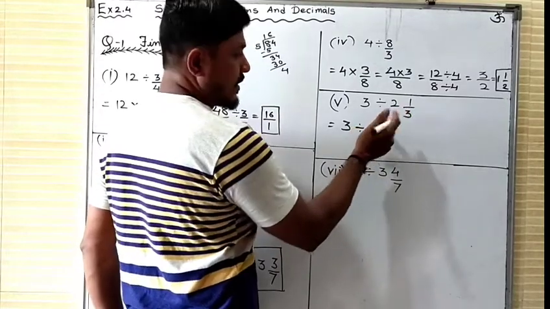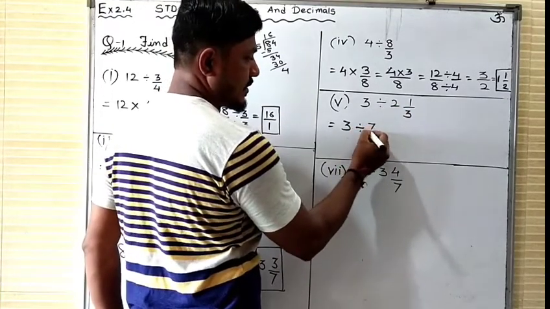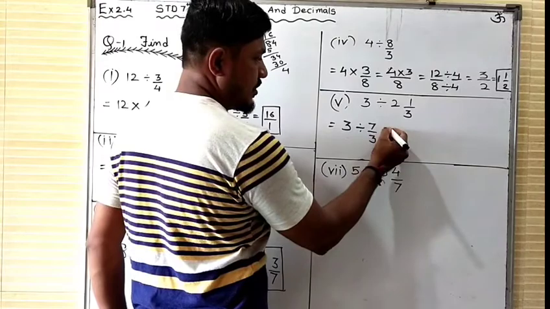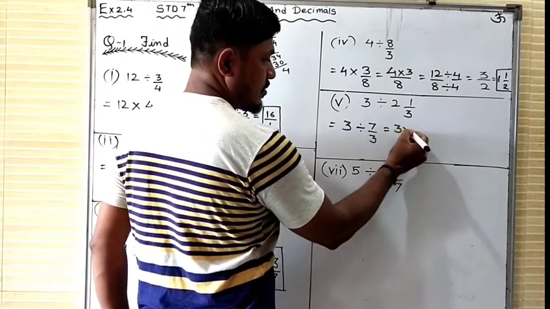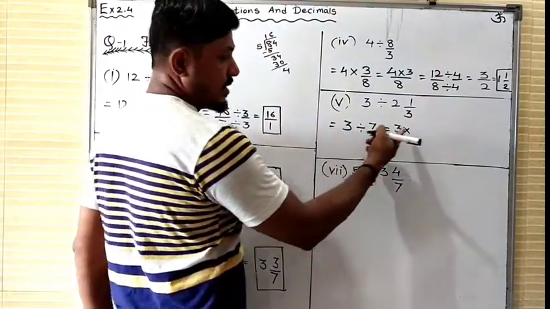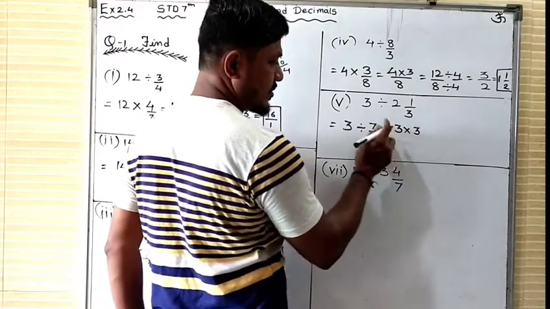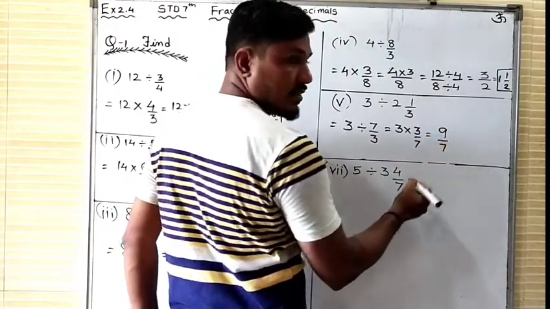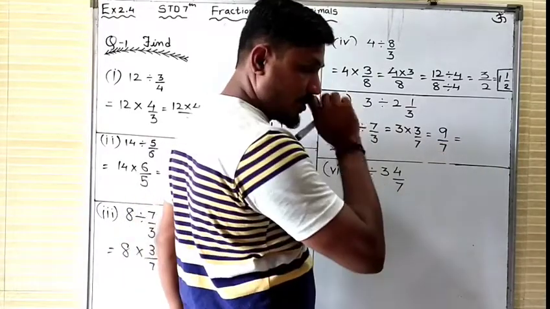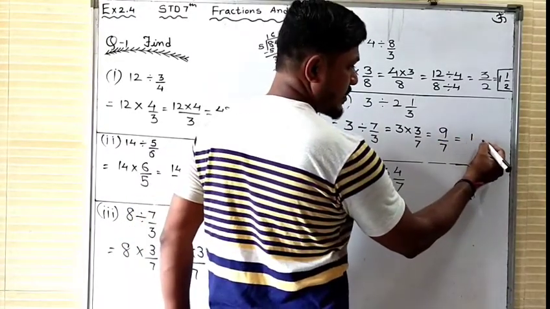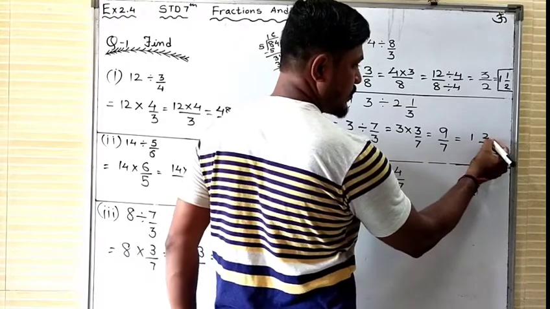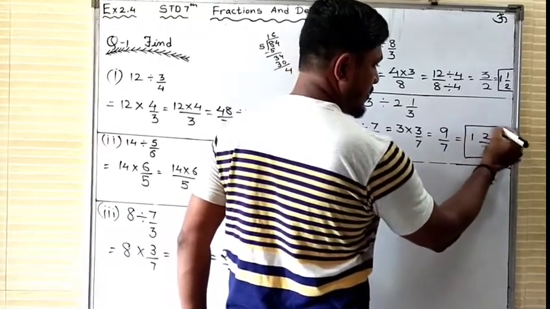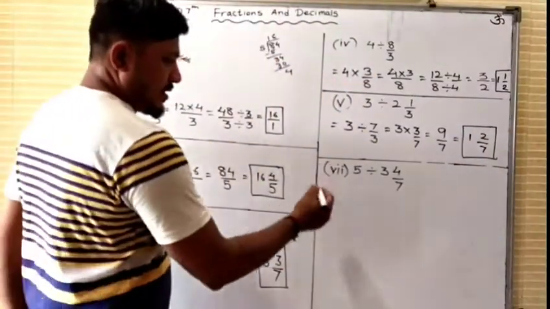First you convert this value. 2 3s are 6. 6 plus 1, 7. Then you need to convert this division into multiply. So while converting, reciprocal, 7 by 3 will become 3 by 7. 3 3s are 9. Now not possible to reduce. So 7 1s are 7 plus 2, 9. 1 integer 2 by 7. Then 5.